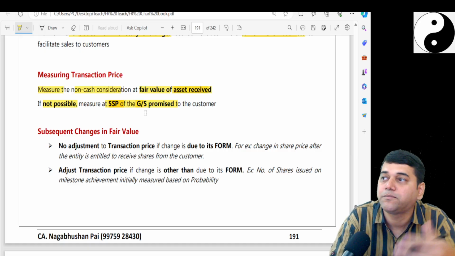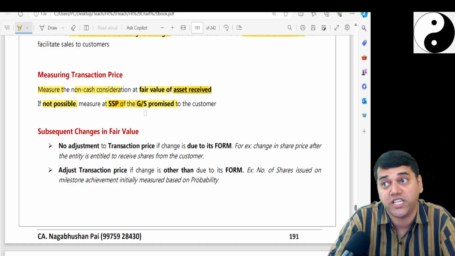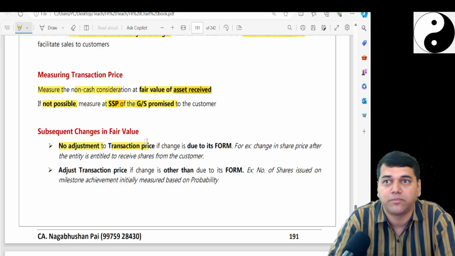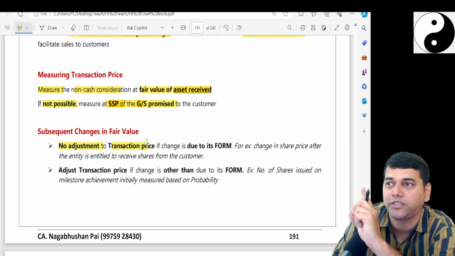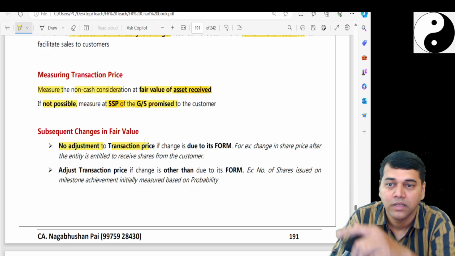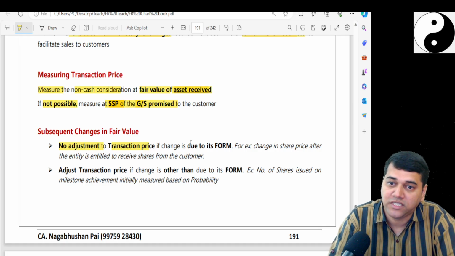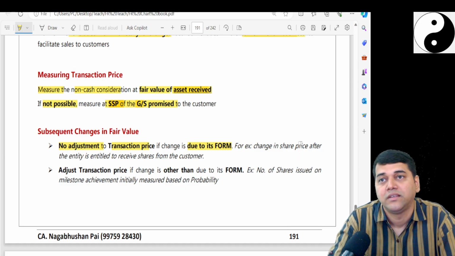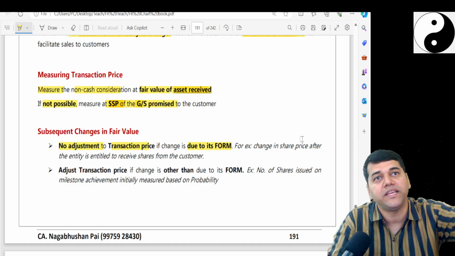Now, what if subsequently the fair value is going to change? No adjustment you should do to the transaction price. See, adjustment means cumulative catch-up adjustment. They said you should not do it if the value changes because of the form. Like for example, you sold some car and somebody gave you L&T shares.